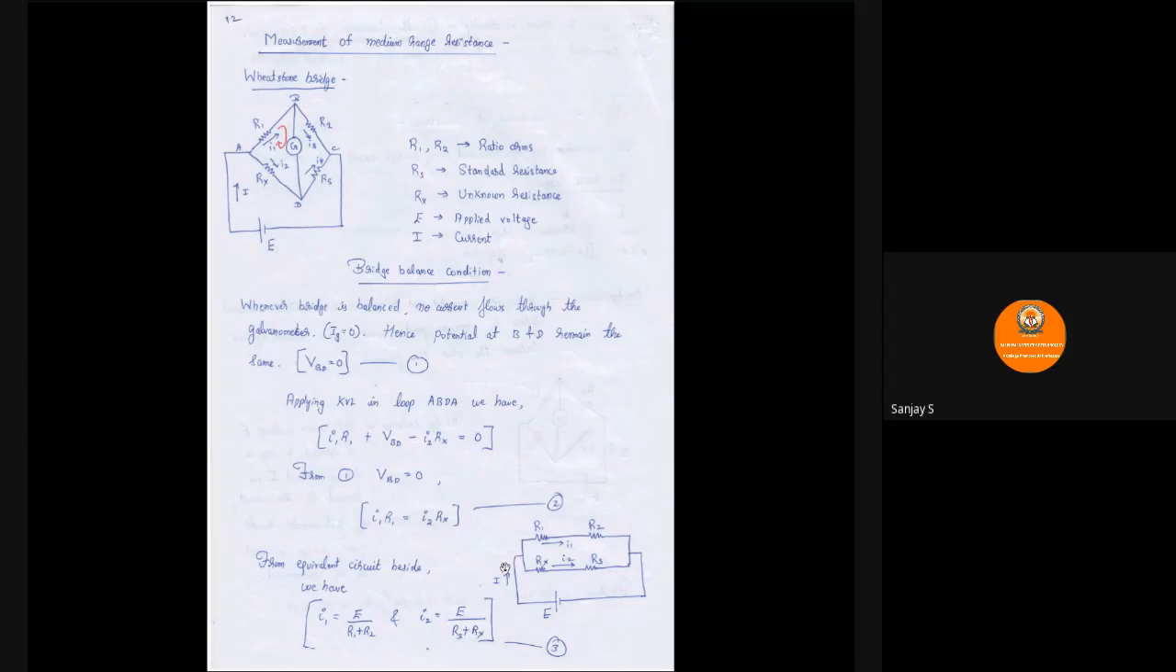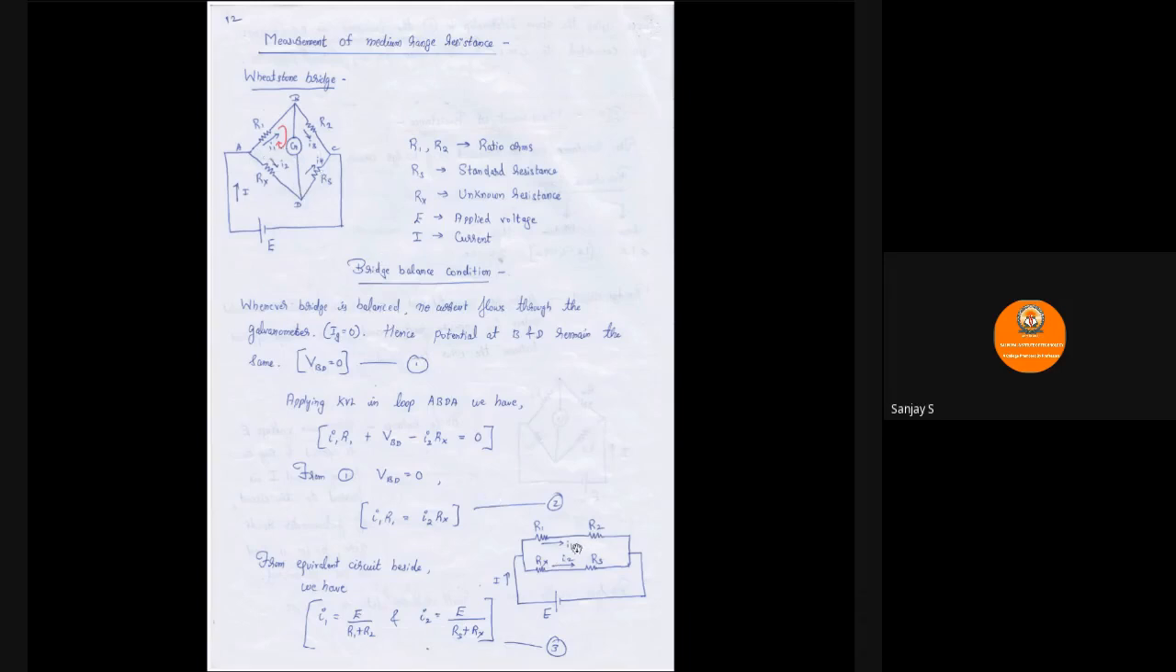Now let us have a look at the equivalent circuit here. I have just removed the galvanometer because no current is going to flow through it. I have redrawn the same circuit containing R1, R2, Rx, Rs in the same positions connected to the source. Since there is no galvanometer present here, I1 is the same as I3 and I2 is the same as I4. Here we have named I1, I3, I2 and I4.